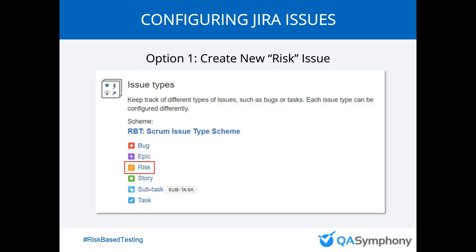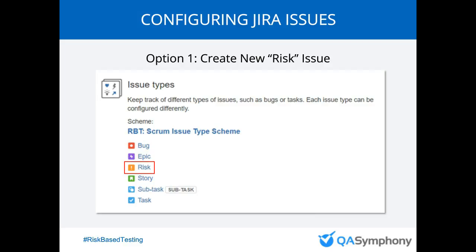Now, I have this as an example. I actually am not recommending this option one. The reason is because I would like to show you a way to associate risk on the issues that your software development team is more akin to. For example, if you're using JIRA, you're probably using user stories, epics, tasks, and bugs for the most part. And to incorporate a new risk issue, there's going to be a lot of overhead possibly to train people on this particular risk issue.